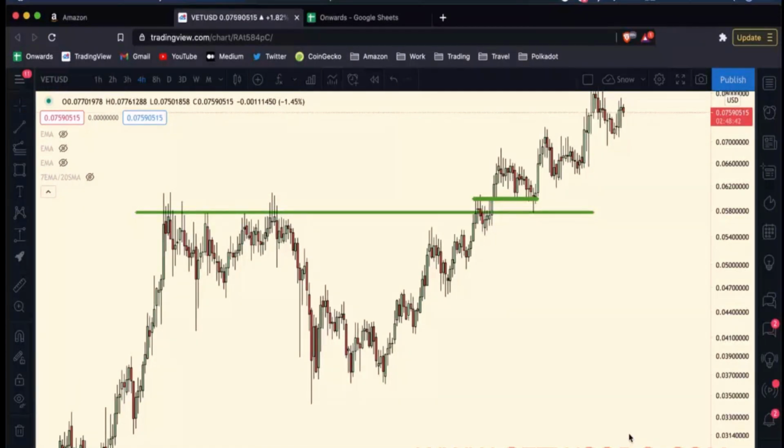All right, so let's talk about the AB equals CD, equal measured harmonic move, one of the most reliable reversal patterns in all of trading. A lot of traders are looking for these harmonic moves, these important levels, and looking for bearish price action, or bullish price action if you're looking at a bullish AB equals CD, okay?